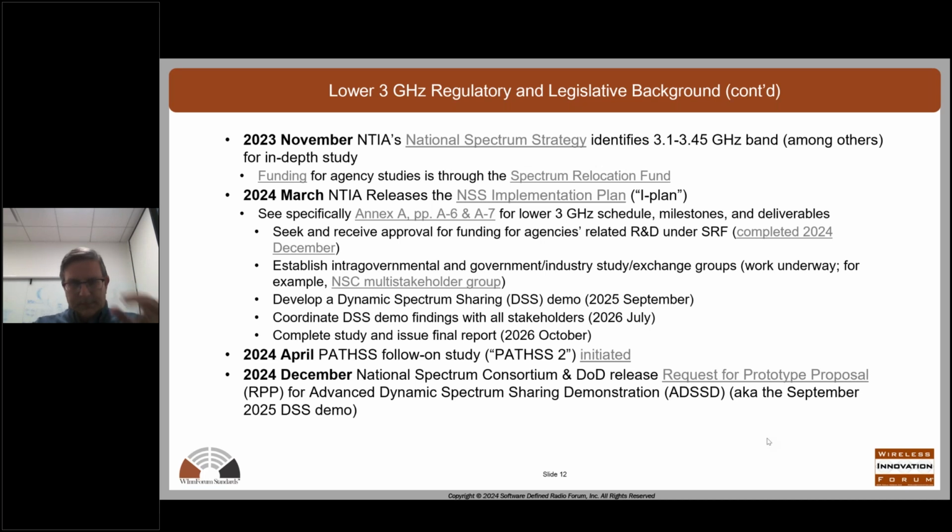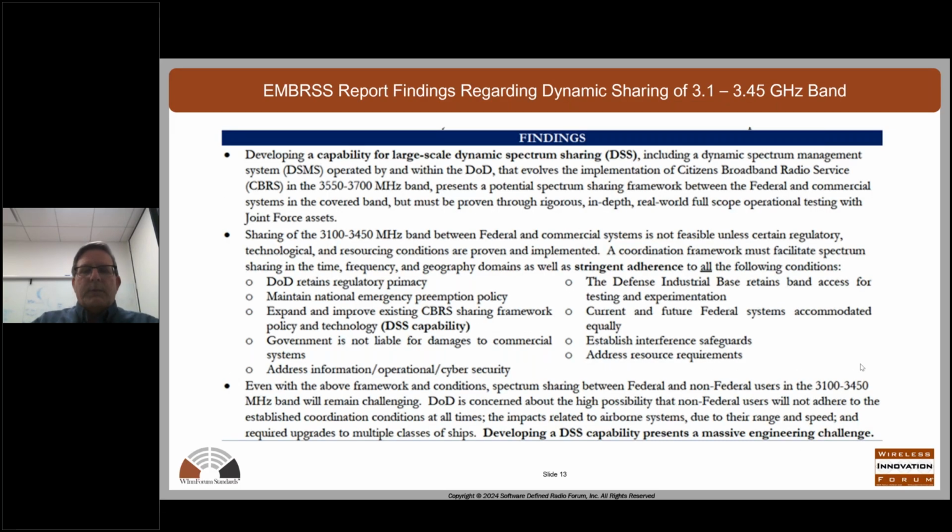So next slide, please, Lee. What were the conditions that the first PAS report, the EMBRAS report, came up with? I'm zeroing in on the middle of this plot. These were sort of the conditions under which DoD, or the PAS process, thought the 3.1 to 3.45 gigahertz band could be shared. Number one, DoD has to retain regulatory primacy. So they have to be the primary incumbents in the band that have to be protected. Seems reasonable. They have to maintain a national emergency preemption policy, so that if there's a national emergency, they're able to turn off whatever is sharing the band.